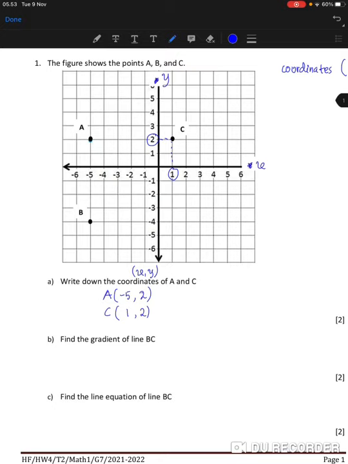Find the gradient of line BC. Now, before you find the gradient of BC, I need you to connect this point B and C using a ruler, yeah guys. Okay, now look at that. We have this, right? If you want to find the gradient of BC, I need you to make a triangle first on it. After that, remember, if you want to find the gradient, vertical over horizontal, or it's going to be rise over run.